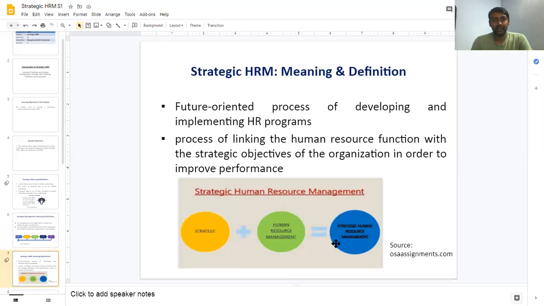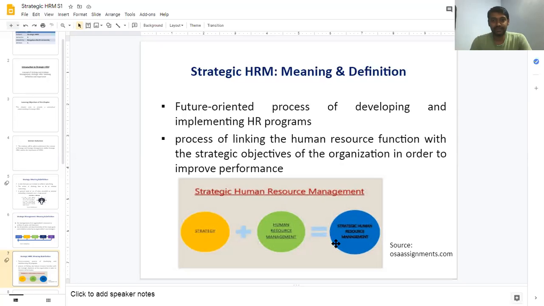We can see here, strategic HRM is a future-oriented process of developing and implementing HR programs. In every organization, there are HR programs, for example, recruitment, selection, training, so many things. These kinds of tasks or programs can be achieved by specific plans, which is known as strategic HRM. In other words, strategic HRM is a process of linking the human resource function with the strategic objectives of an organization in order to improve performance.